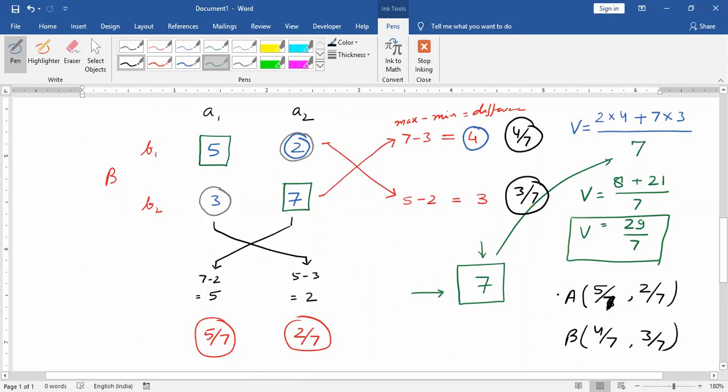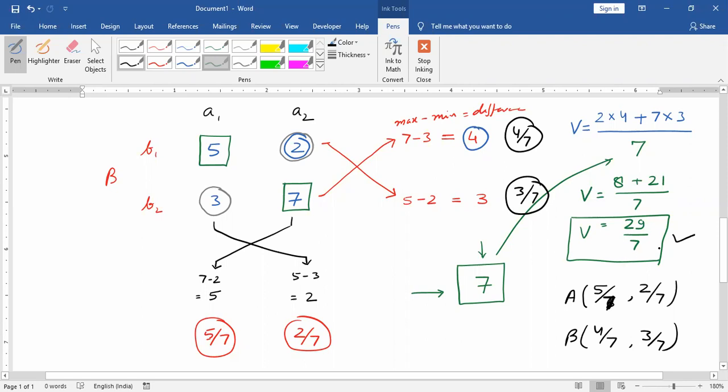Right. So this is the strategy. Value of game is 29 by 7. Strategy for player A is 5 by 7, comma 2 by 7. Strategy for player B is 4 by 7 and 3 by 7. So this is the answer.